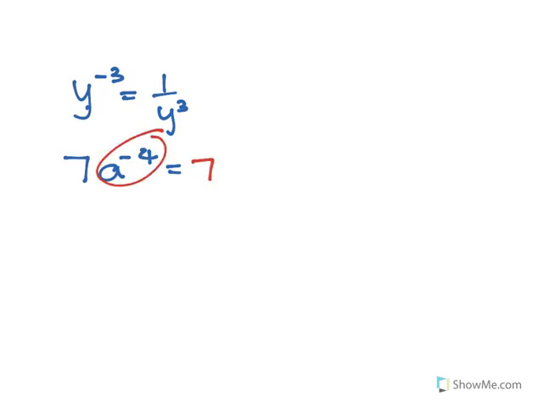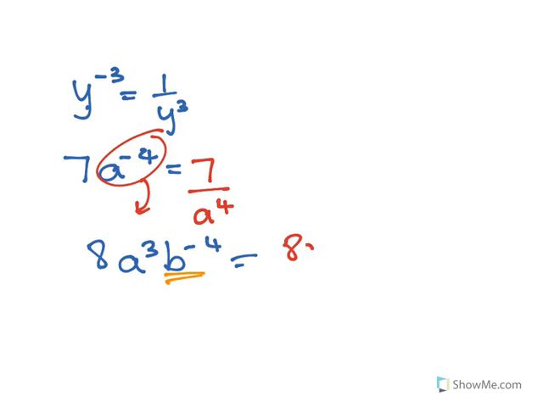So basically, if you have y to the minus 3, for example, that would be 1 over y to the 3. That's with a positive indice. But if I have 7a to the minus 4, that minus 4 is only with the a. So that would be 7 over a to the 4, because the a to the 4 comes down to the bottom. If you have a3 b to the minus 4, the minus 4 is only with the b, so it's only the b that gets brought down to the bottom. So it's 8a3 over b4.